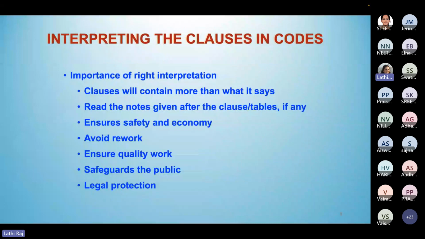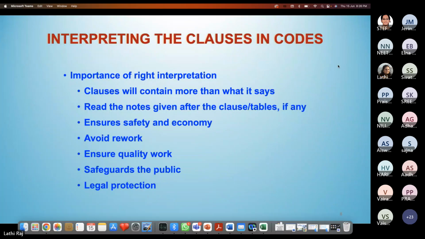Now comes the most important part, which is interpreting the clauses given in the code. What is the importance of interpreting the clauses given?